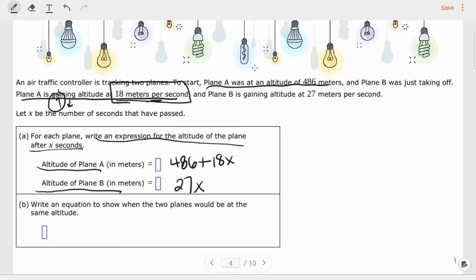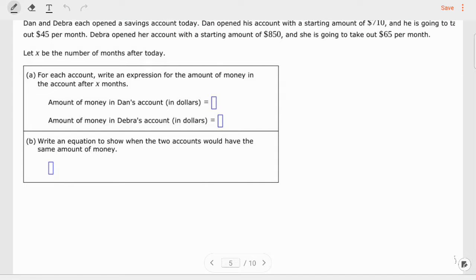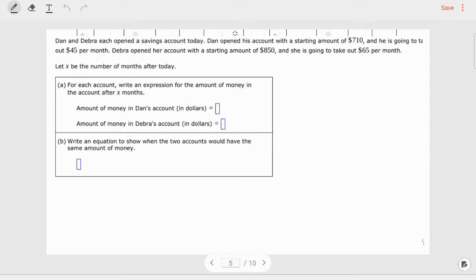Write an equation to show when the two planes would be the same altitude. Well, if I want to know when they're going to be the same, that's another word for equal. And I'm just going to set them equal to each other. 486 plus 18x equals 27x. All right, this last one, try on your own. Pause the video, and when you're ready, go ahead and press play.